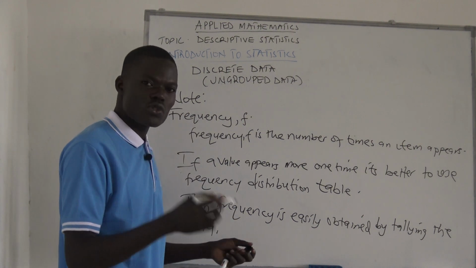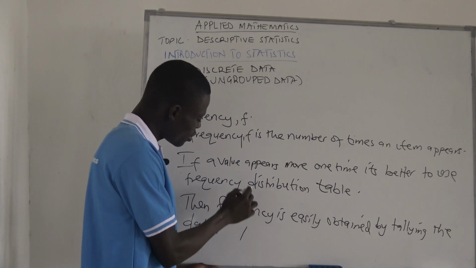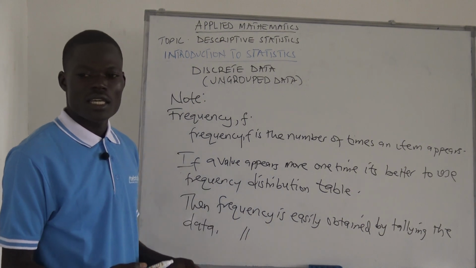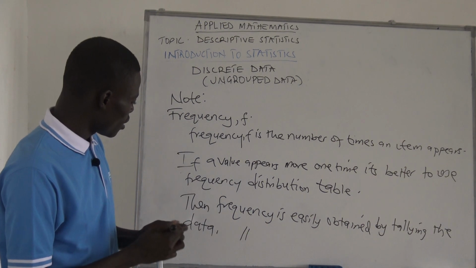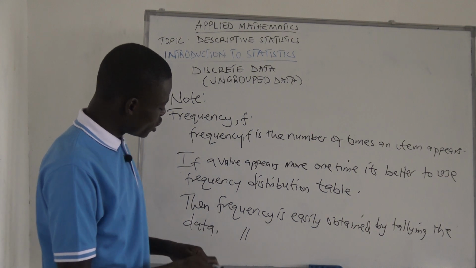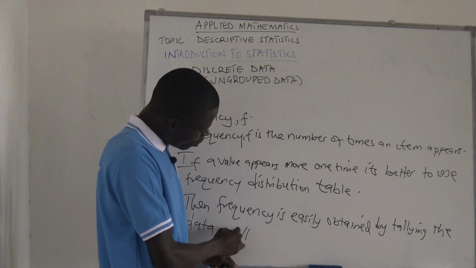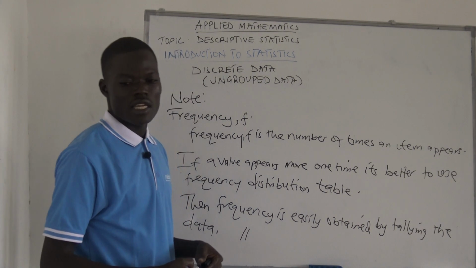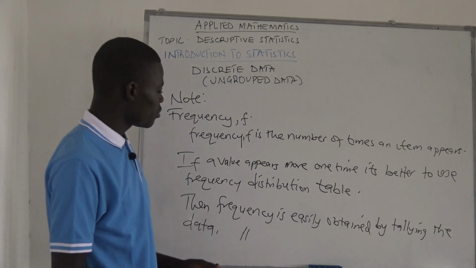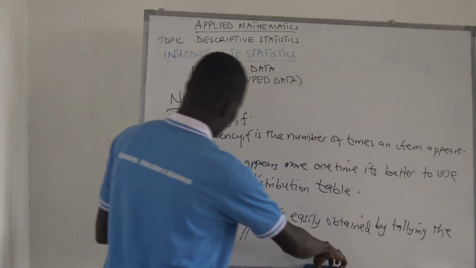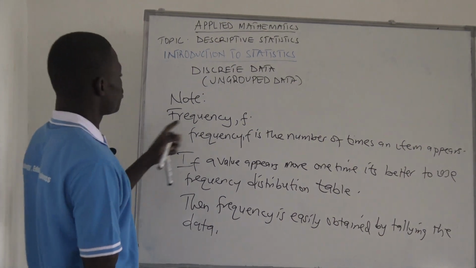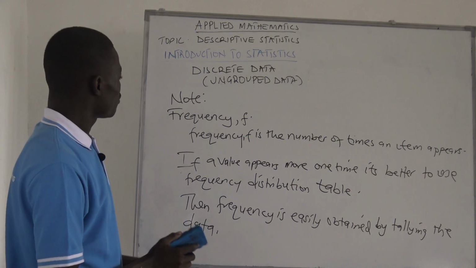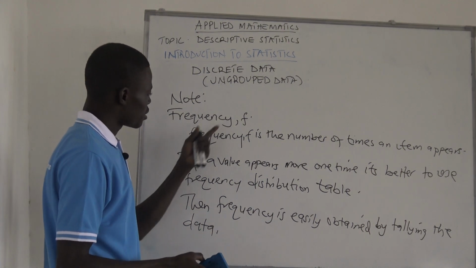If a data is appearing, you cancel it and represent it as a bar, and then another bar. After finishing, that's what we are calling the tally. Then to get the frequency, you count this one, which is 1, 2, implying here the frequency is 2. Remember that frequency we denote with small f.